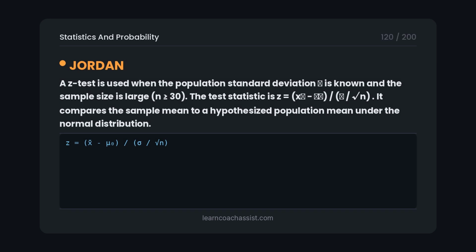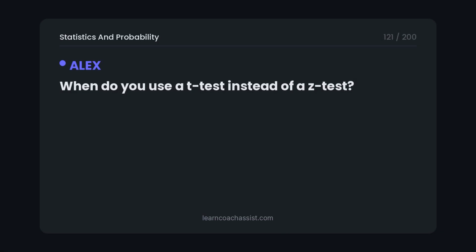A z-test is used when the population standard deviation sigma is known and the sample size is large, n greater than or equal to 30. The test statistic is z equals (x̄ - mu) / (sigma / square root n). It compares the sample mean to a hypothesized population mean under the normal distribution. When do you use a t-test instead of a z-test?